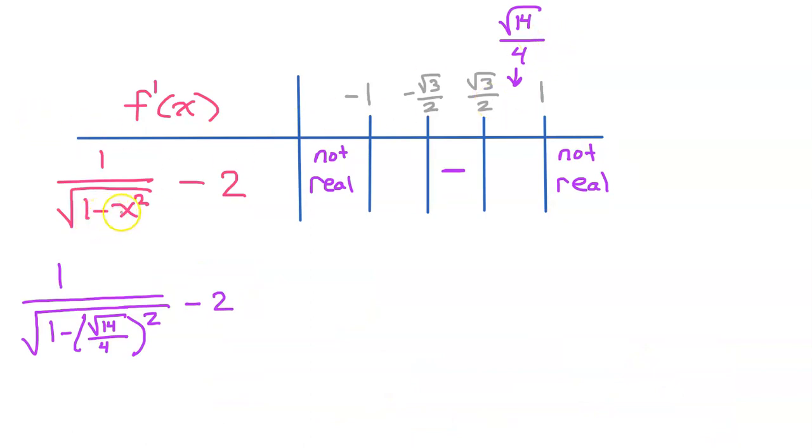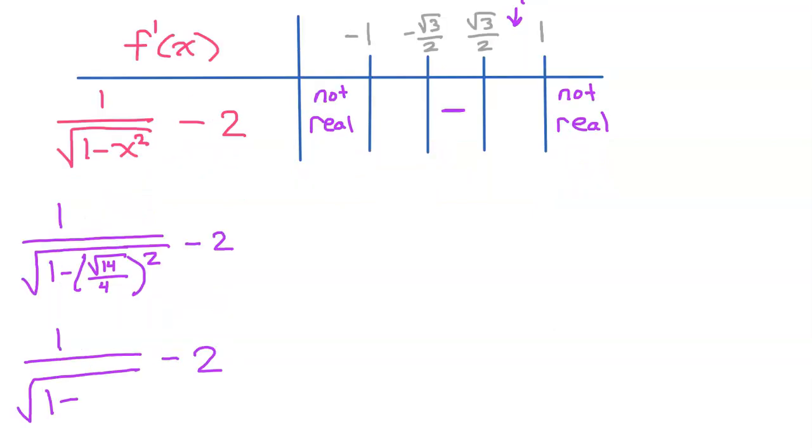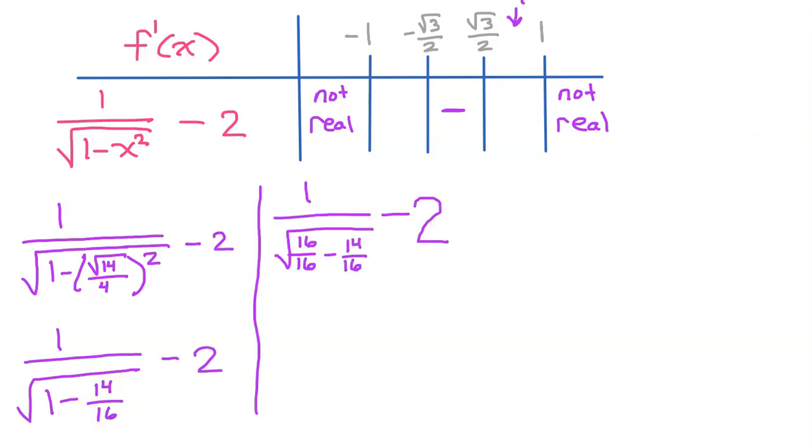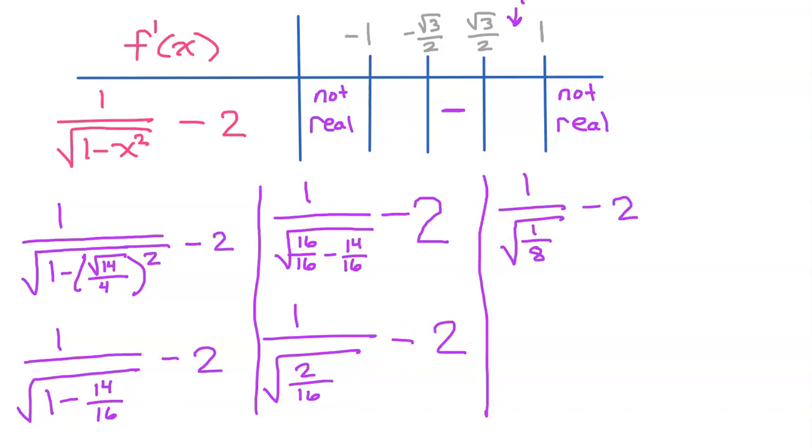So now I'm going to plug it in to the derivative and see if it's positive or negative. Squaring the radical makes the radical go away, so I just have 14. And then squaring the 4 gives me 16. But I can write the number 1 as 16 over 16. So that's going to give me 16 minus 14 is 2. So now I have the square root of 2 over 16. But this simplifies down to 1/8.